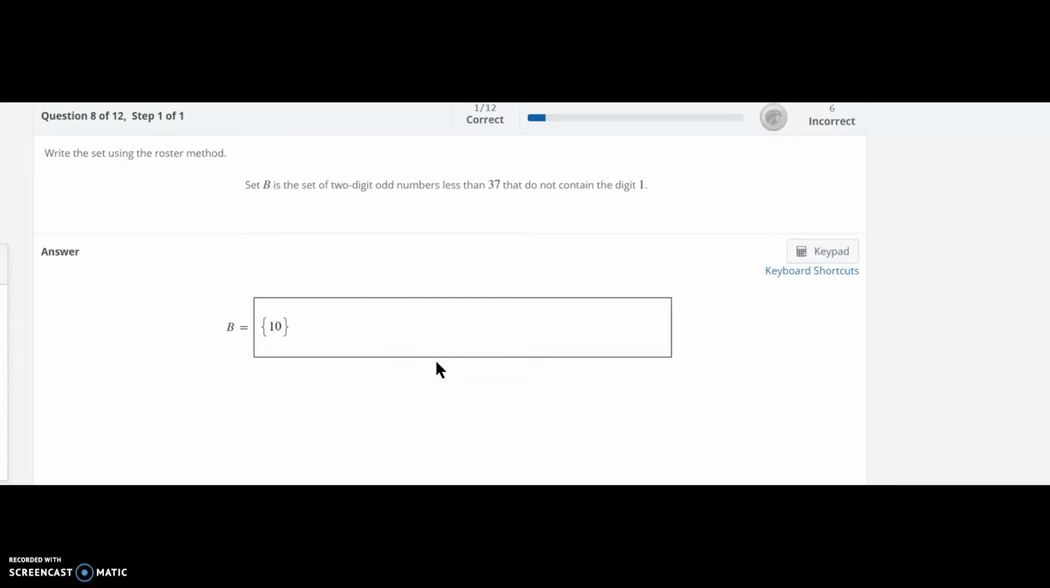Is 10 going to work for two-digit odd numbers less than 37 that do not contain a digit 1? Chris, what do you think? No, because it contains the number 1, and it's not even odd, so I double messed up on 10. So forget 10. Nothing in the teens because it's going to have the digit 1. What about 20? That doesn't have a 1. Oh, but it's even. Okay, you're right. All right, so let's see. 21. And then 23 is good. Oh, no, wait. 21 has a 1.